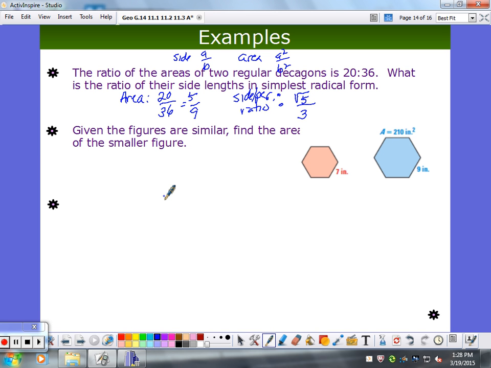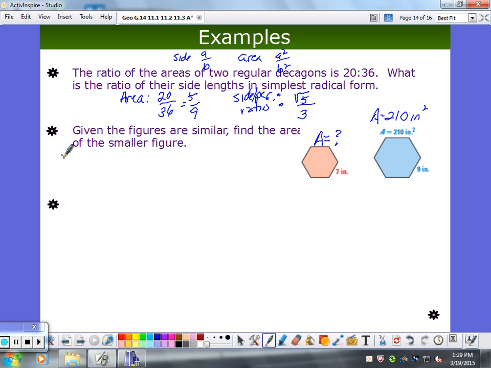So this is example C on your paper on the back. Given the figures are similar, find the area of the smaller figure. So this is what I don't know. These are similar hexagons. I know this area is a little hard to read. I think that's 210 square inches.